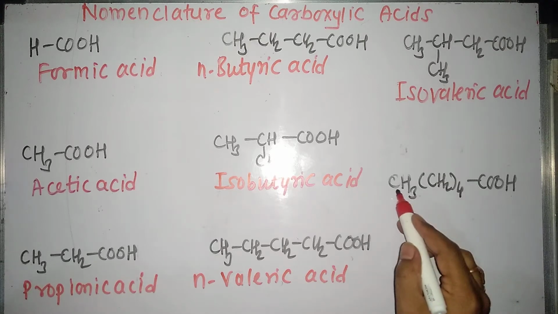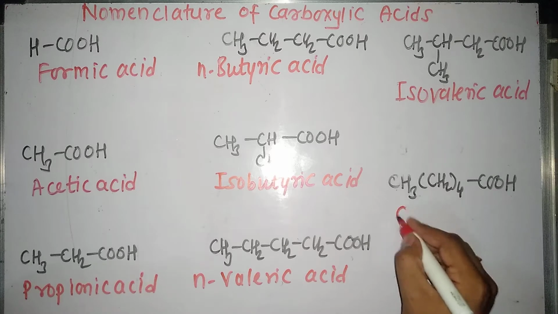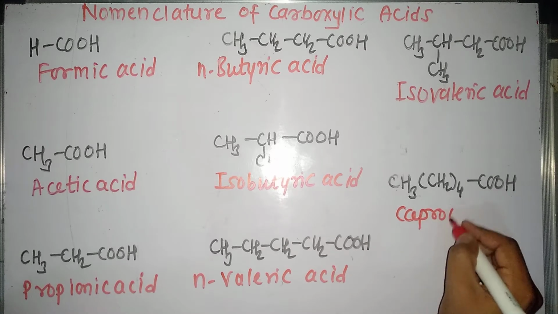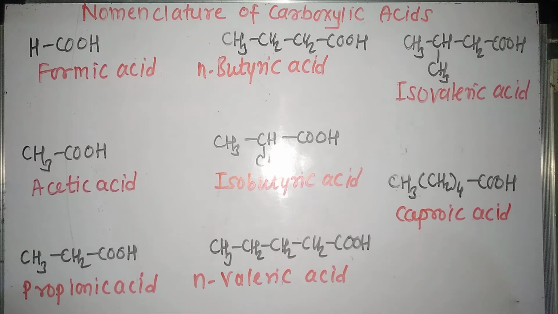In the next case, how many carbon atoms do we have? 6 carbon atoms. So this acid is called caproic acid. This capr word came from a goat. So that is called caproic acid. Remember, the nomenclature of aldehydes is also done on the basis of the nomenclature of carboxylic acids. So this is all about the common names of carboxylic acids.